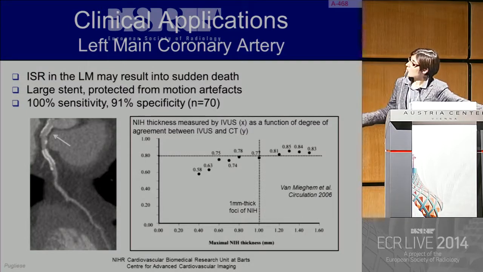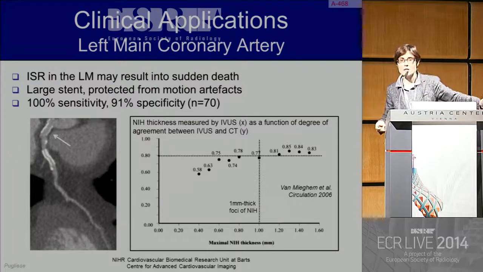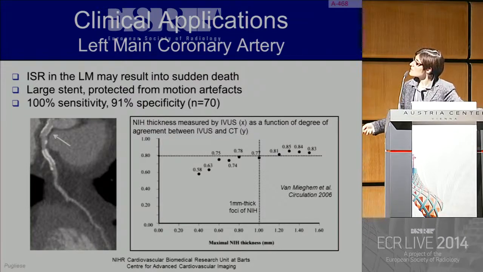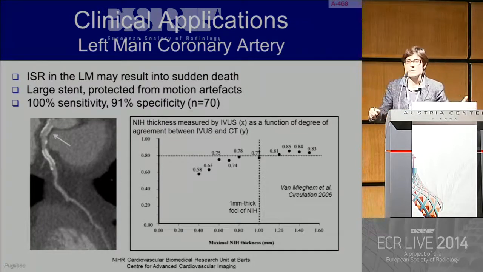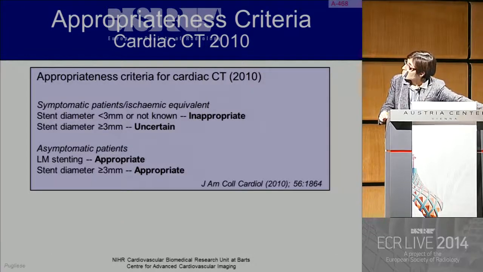And if you accept, for instance, that 80% of agreement is a good agreement, something you're happy with as a comparison between CT and intravascular ultrasound, I think that's exceedingly good. It's really good. That means that CT could detect 1 millimeter thick foci of neointimal hyperplasia, which is a good result, very robust results. So the appropriateness criteria for cardiac CT were revised.